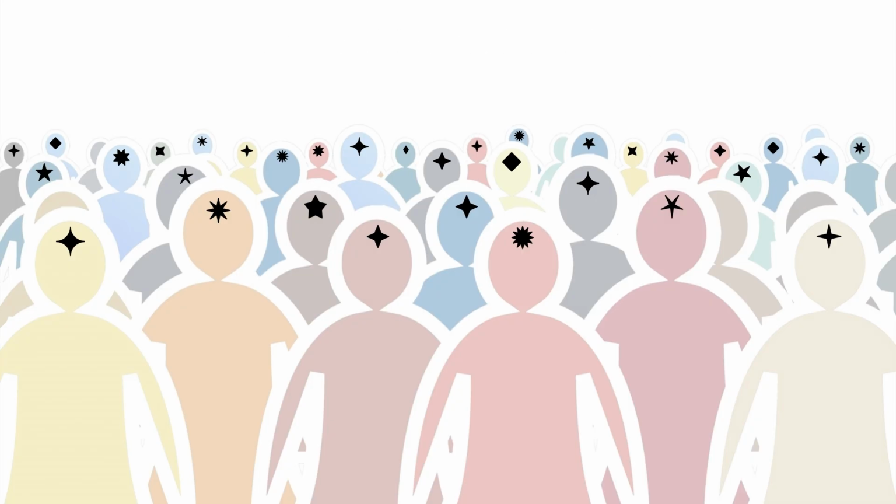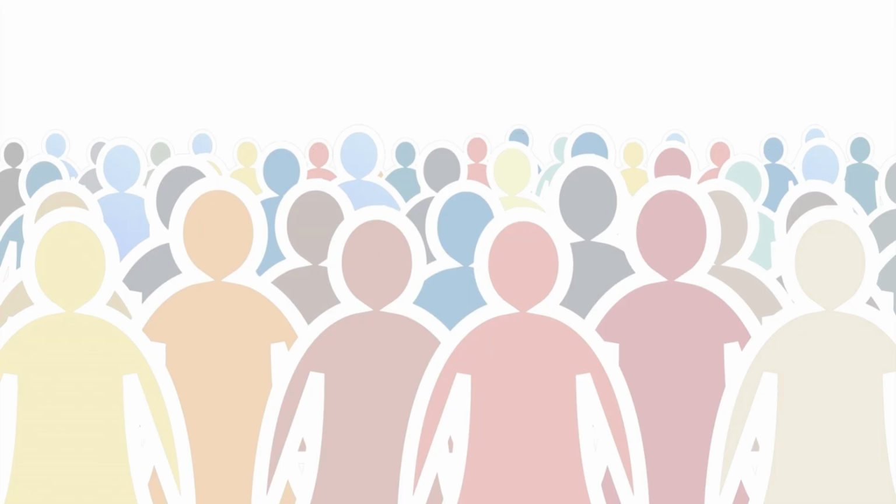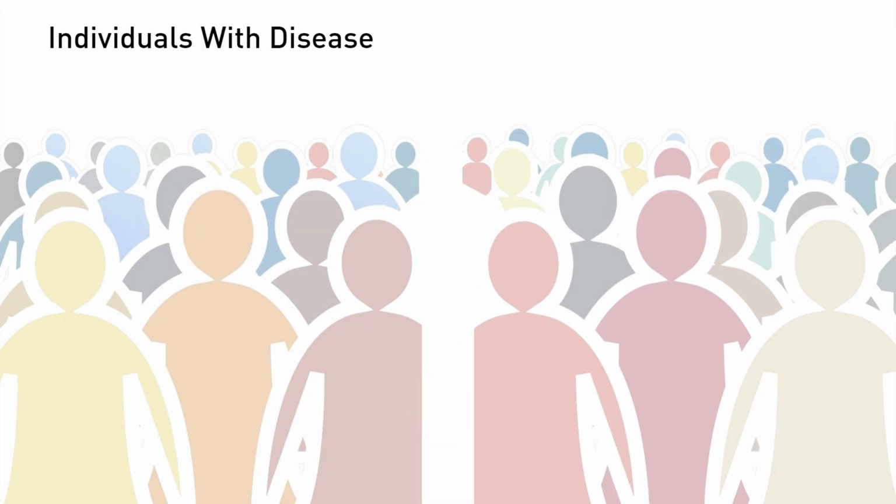Typically, scientists will look at single nucleotide polymorphisms, or SNPs, a type of variant where just one nucleotide varies from person to person. For example, to try to find associations between genetic variants and heart disease, scientists would recruit a large group of people to participate in their study, some of whom have heart disease and others who do not.